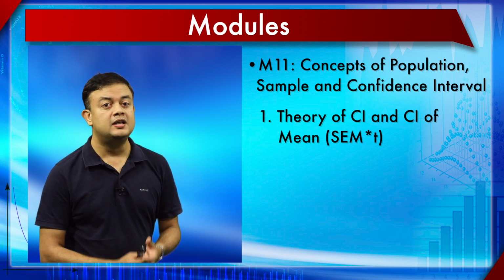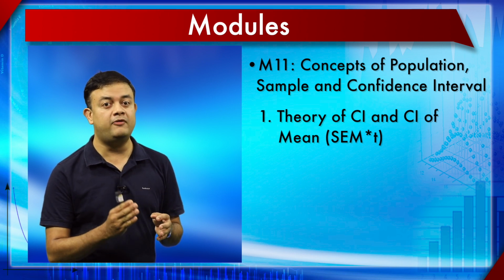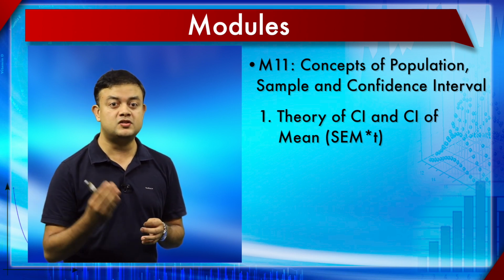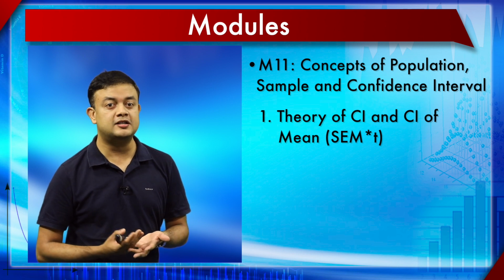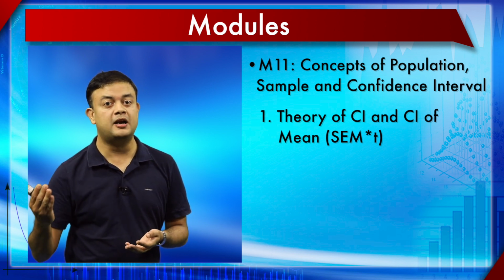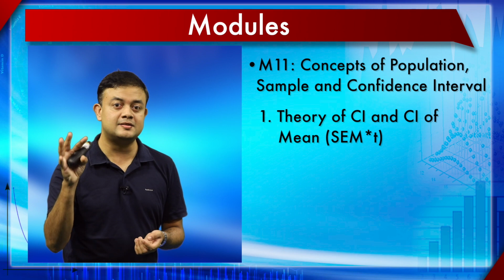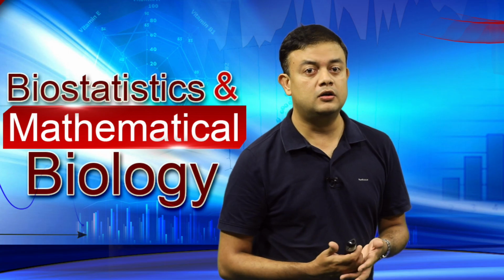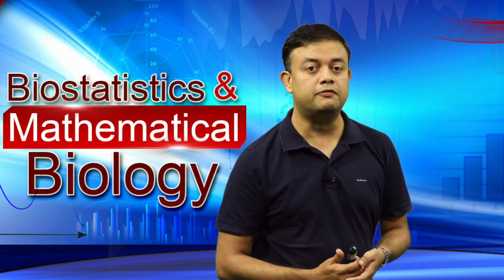Remember, it's very simple. The standard error of the mean multiplied by a constant from the t distribution, t star, is how you get the 95% confidence interval of the mean. The t star is the constant from the t distribution.